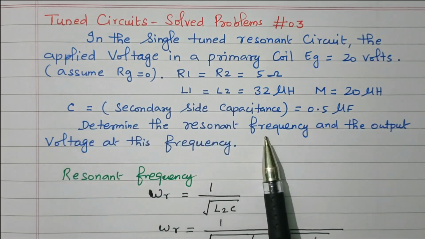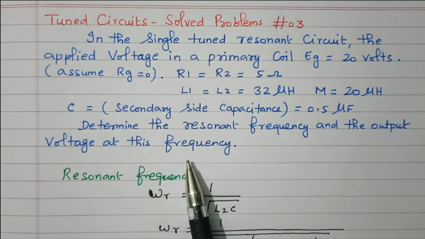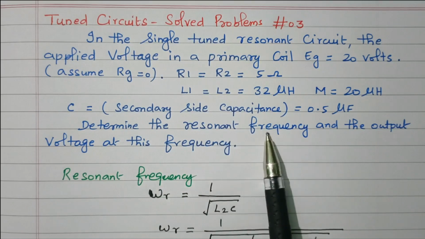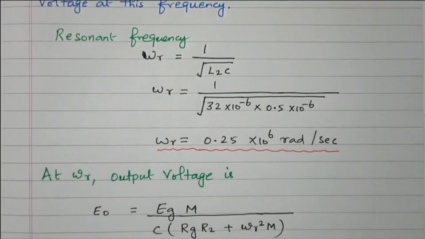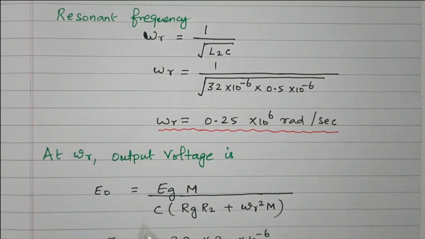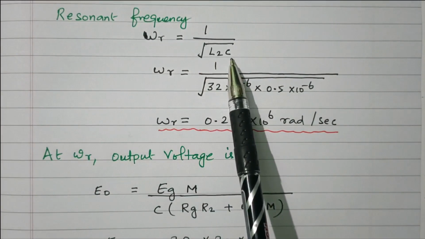Determine the resonant frequency and the output voltage at this frequency. We need to find two parameters, resonant frequency omega R and output voltage at this frequency, E naught. Right. First we will find the resonant frequency. From the given data, we will find the resonant frequency. Omega R equal to 1 divided by square root of L2 into C.